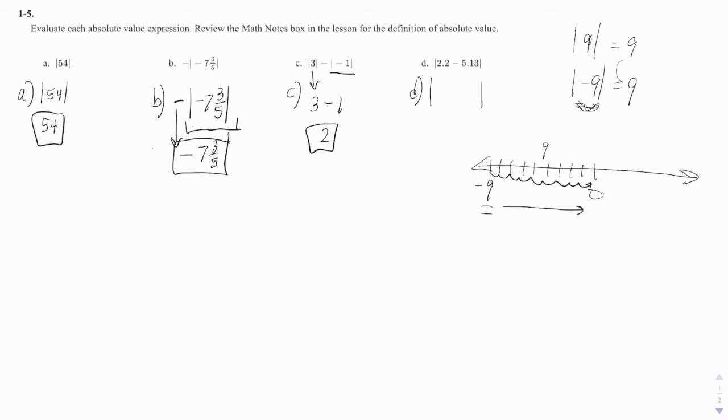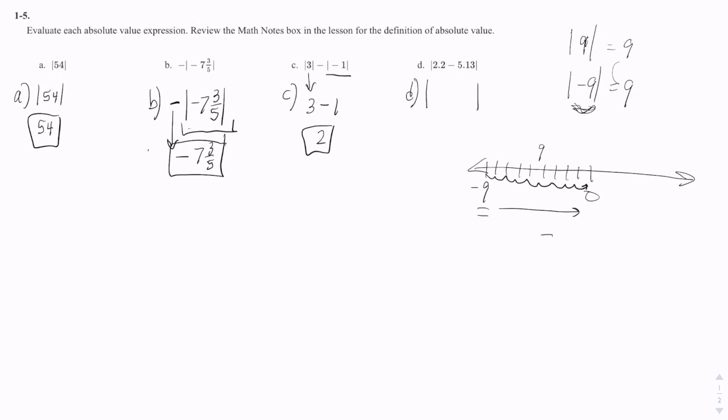If you can't do that in your head, you're going to have to come over to the side and say 5.13 minus 2.20, or 2.2, and subtract. So 3 minus 0 is 3. I can't subtract 2, so I need to borrow 1. So 11 minus 2 is 9, and 4 minus 2 is 2. But this was 2.2 minus 5.13, so it's negative 2.93. So what I really have is negative 2.93 in there. So the absolute value of that is just positive 2.93.